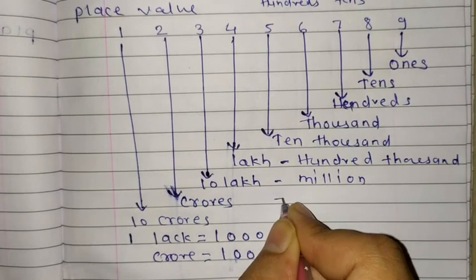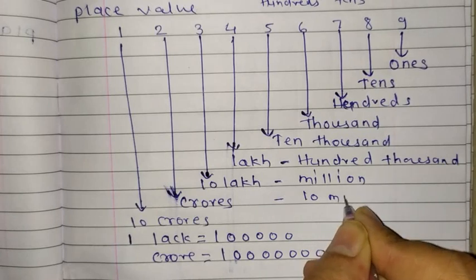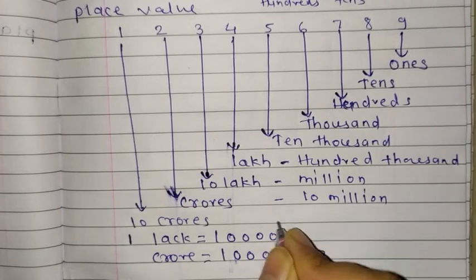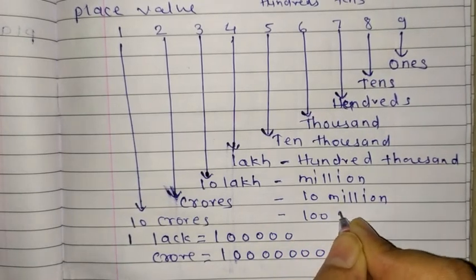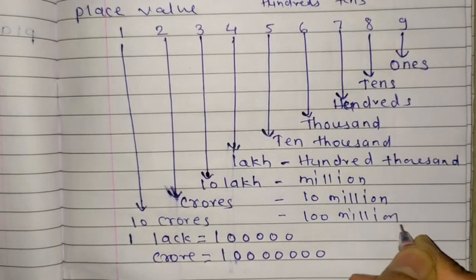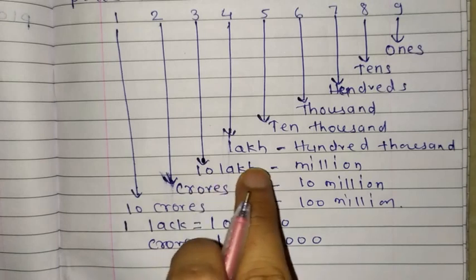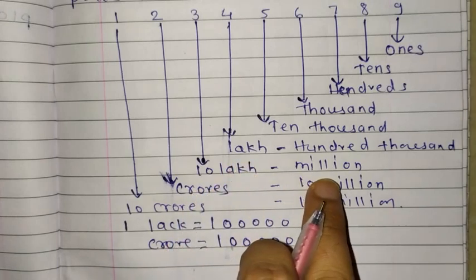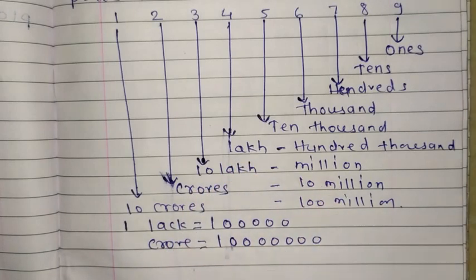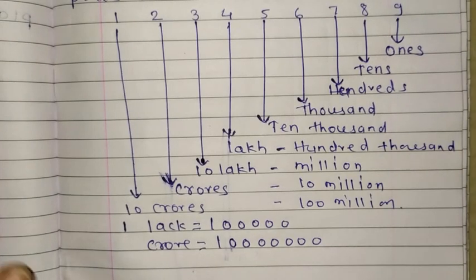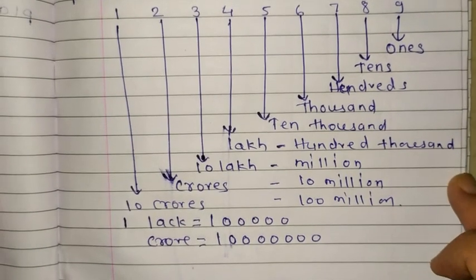Then after million, 10 million. After 10 million, 100 million. So it's quite simple. After 10,000, 100,000 will come in place of lakh. Then million, 10 million, 100 million. Then after that, billion starts: billion, 10 billion, 100 billion, like that.